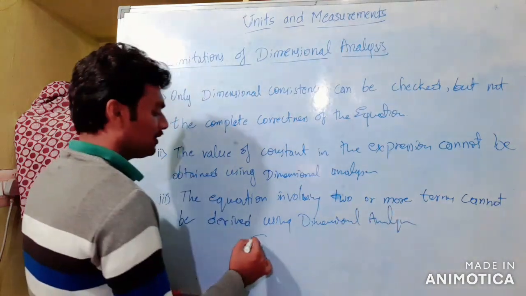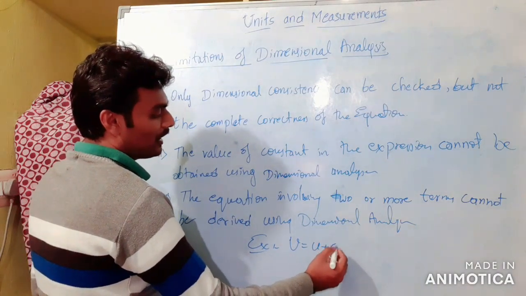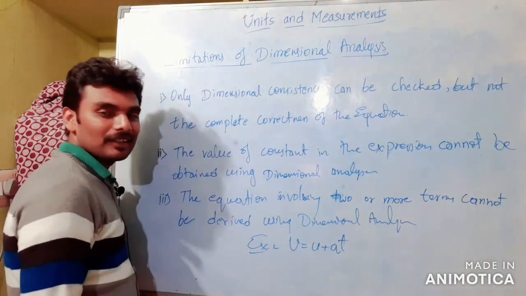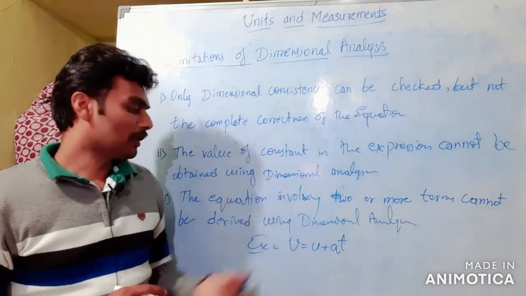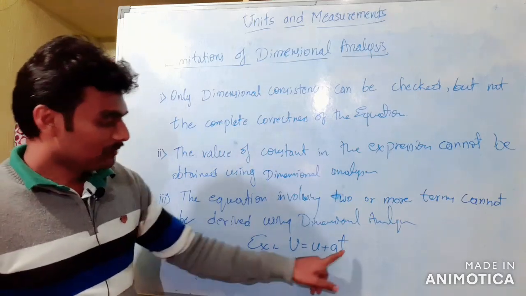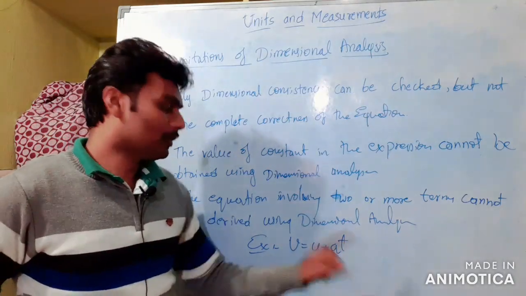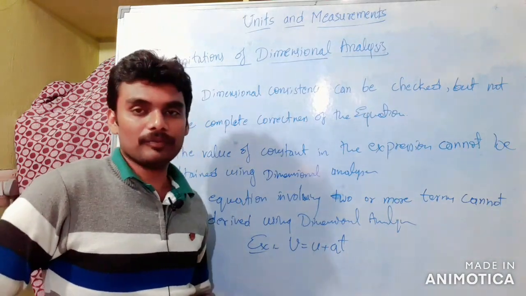As an example, the equation v = u + at. Since these are the easy expressions, I'll be considering them again and again, but you'll find a lot of other examples in the coming classes. So v = u + at involves two terms, u and at together.